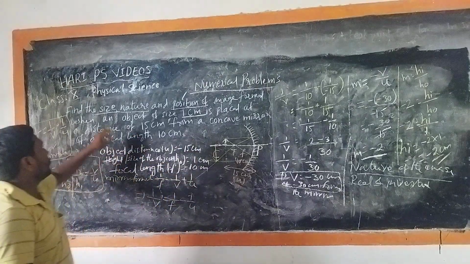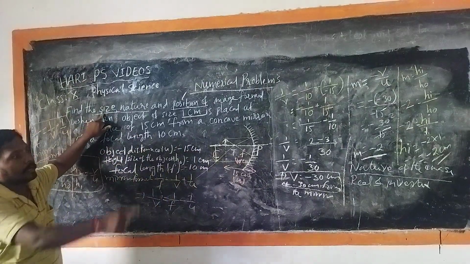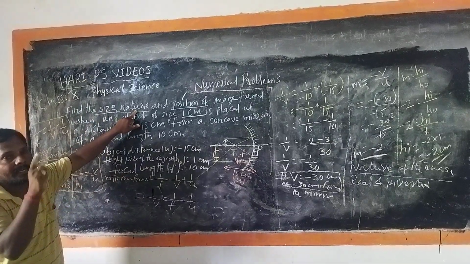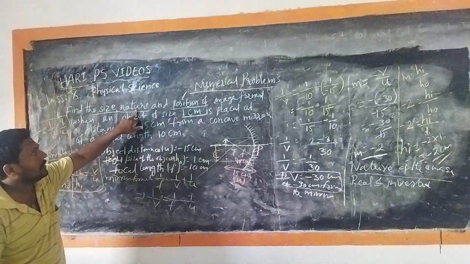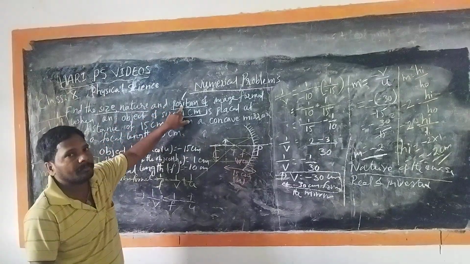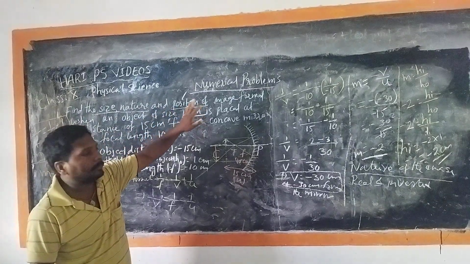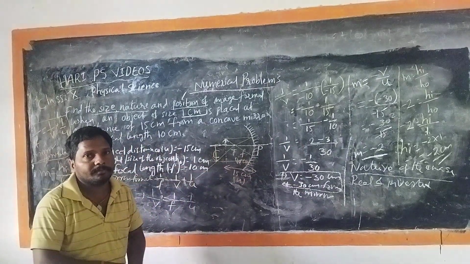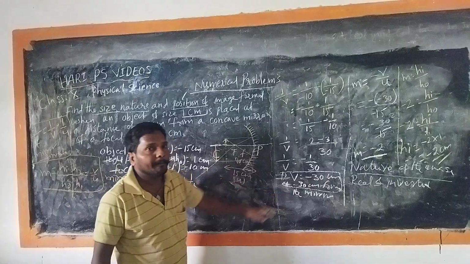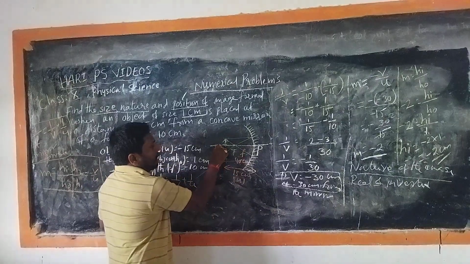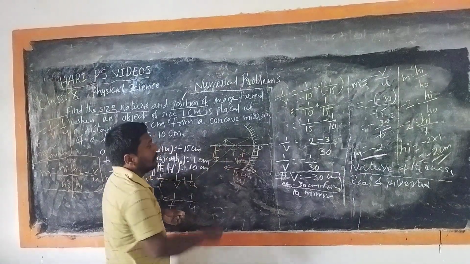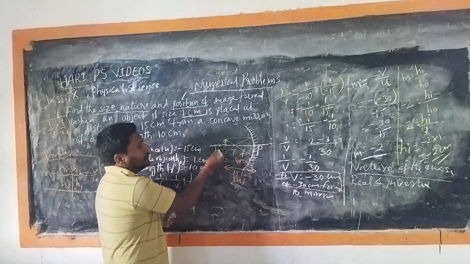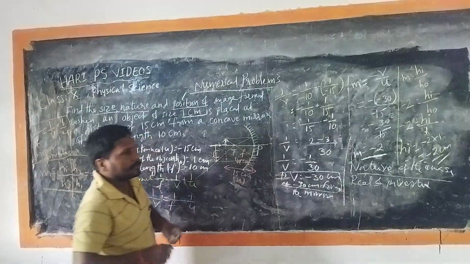So finally we find the size of the image: minus 2 centimeters. What is the nature of the image? Real and inverted. What is the position of the image? The image is formed at 30 centimeters from the mirror. So from here to here we can call the center of curvature, double the focal length, 10 plus 10, 20 centimeters. Then here 10 centimeters more, so 30 centimeters.